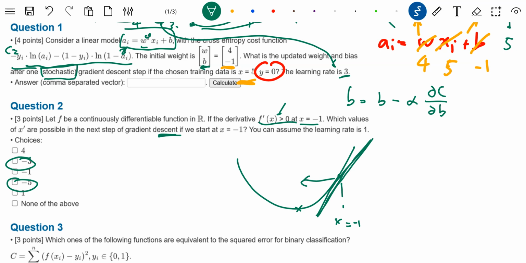You can also remember it this way: gradient descent is always moving towards the negative direction of the gradient. So if it's positive, move towards the negative direction. If it's negative, move to the positive direction.